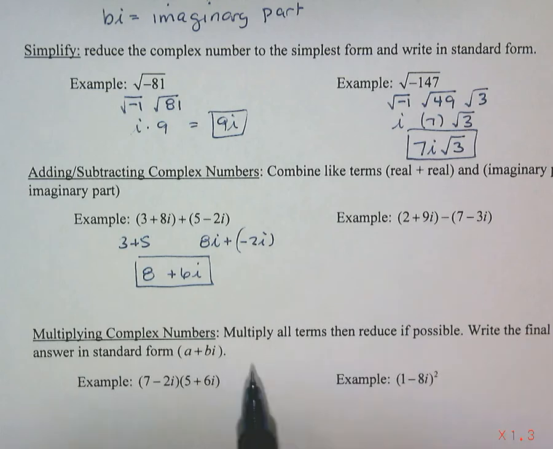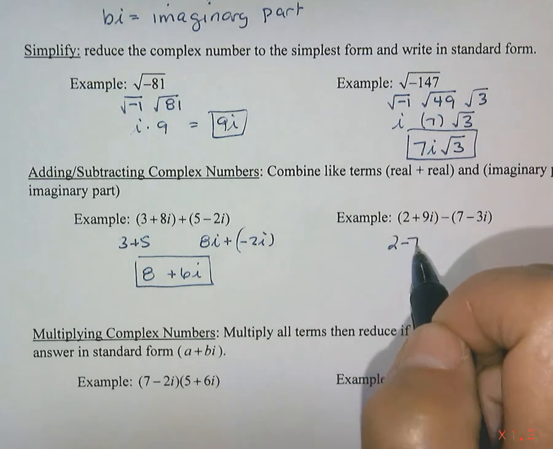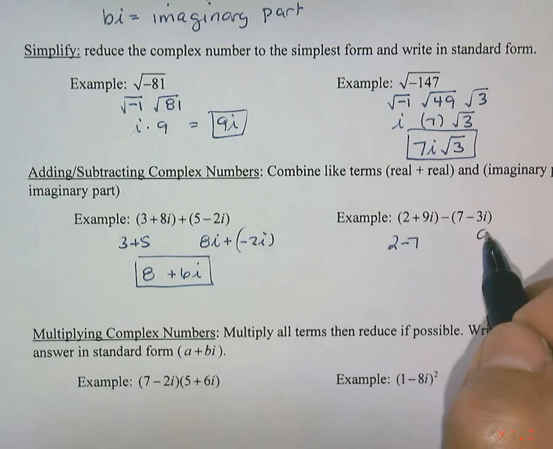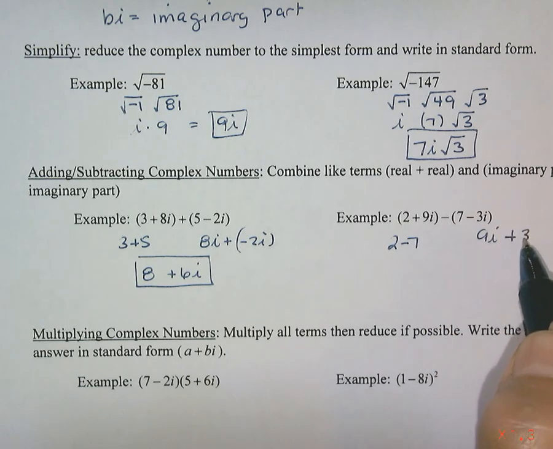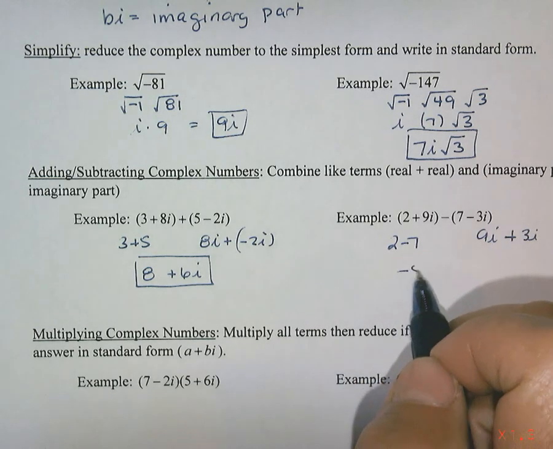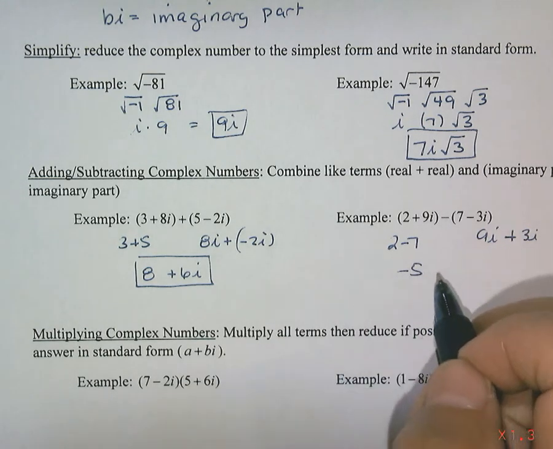This 2 minus 7, so that's the real part. And then I have 9i minus a negative 3i. So minus a negative makes it a positive. 2 minus 7 would be negative 5. 9i plus 3i is 12i.